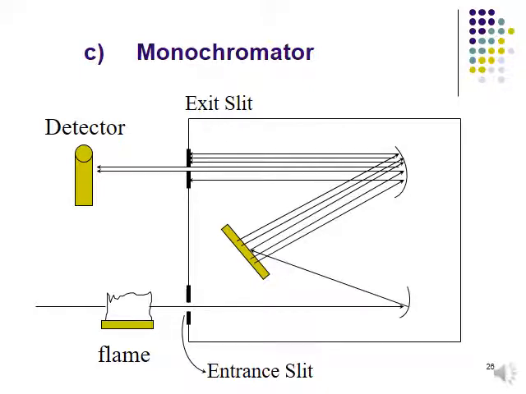And then from this slide, you can see the function of the monochromator. The light comes from the flame, passes through the flame, and after that goes into the entrance slit. In this monochromator there are a lot of lenses, and then it goes towards the exit slit. At this stage, the individual wavelength has been chosen, and then it passes through to the detector.